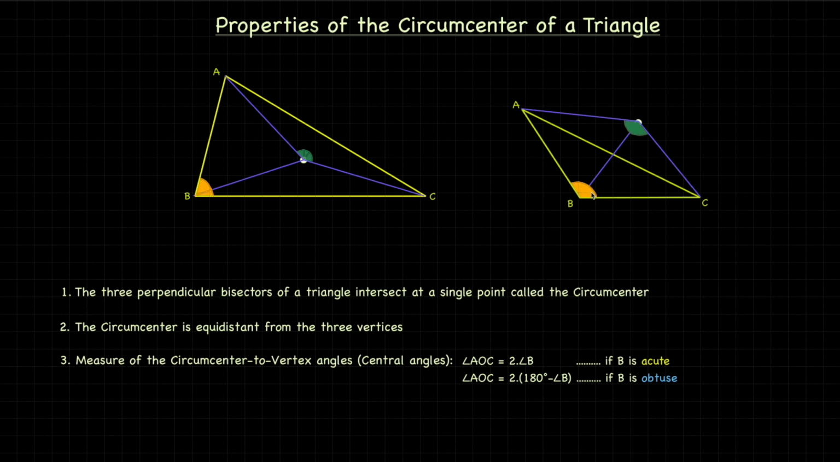Now for the obtuse triangle, the formula is different for the obtuse angle. The central angle AOC opposite the obtuse angle B will measure twice 180 minus angle B.